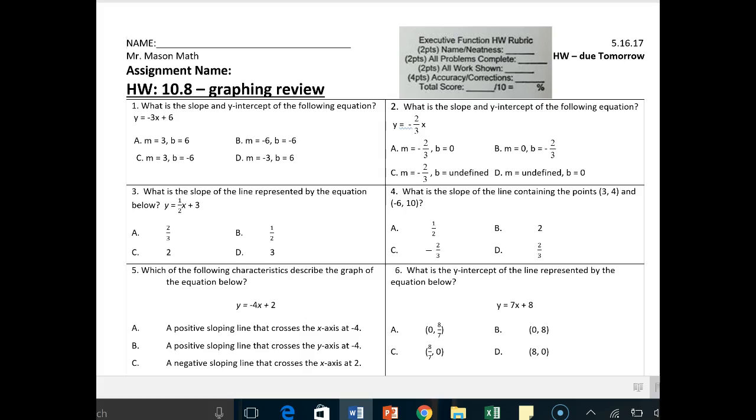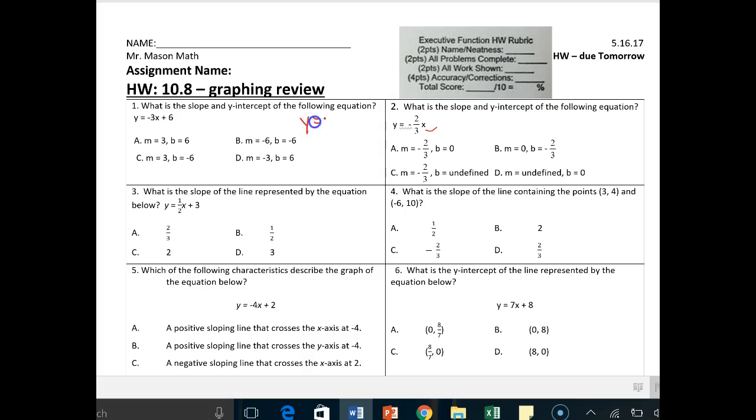It's going to be all sorts of graphing review, so creating equations, graphing equations, finding slope, intercepts, all that stuff in preparation for your last unit test on Friday. So for number one, what is the slope and the y-intercept of the following equation? y equals negative 3x plus 6.